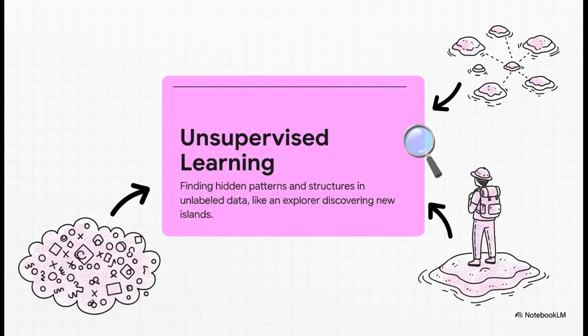Okay, but what happens if you don't have that answer key? What if your data isn't labeled at all? Well, that's when you take the unsupervised learning path. Here, the whole goal is to just give the AI a messy pile of data and say, find something interesting in here. You're basically an explorer, asking the AI to help you map an unknown land.